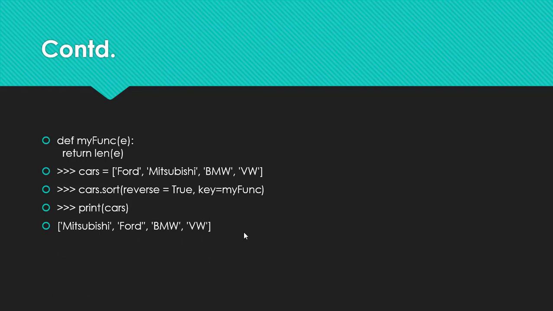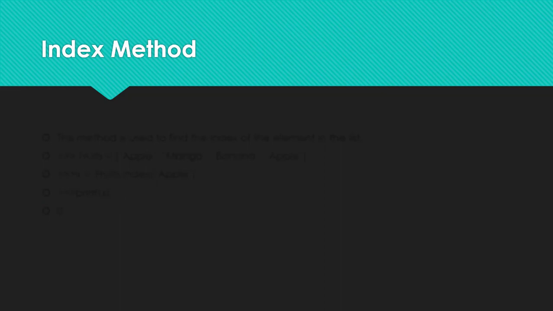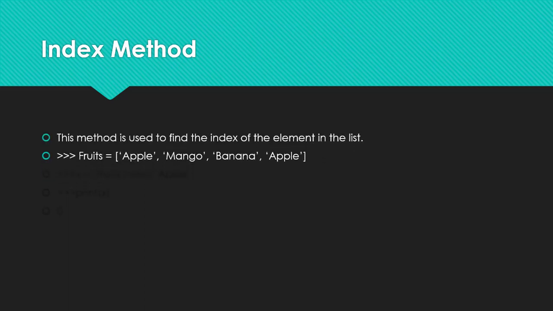Up till now we have covered the sort method. Let's see the next, which is the index method. This method is used to find the index of an element in the list. Suppose we have the list fruits: apple, mango, banana, apple. We have a duplicate element in the list, which is at the 0th index we have apple and at the 3rd index we have apple. I'll tell you why I have created duplicate elements in the list.